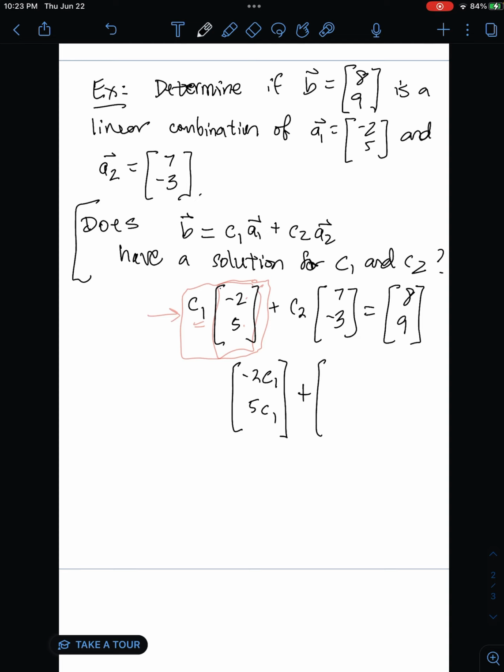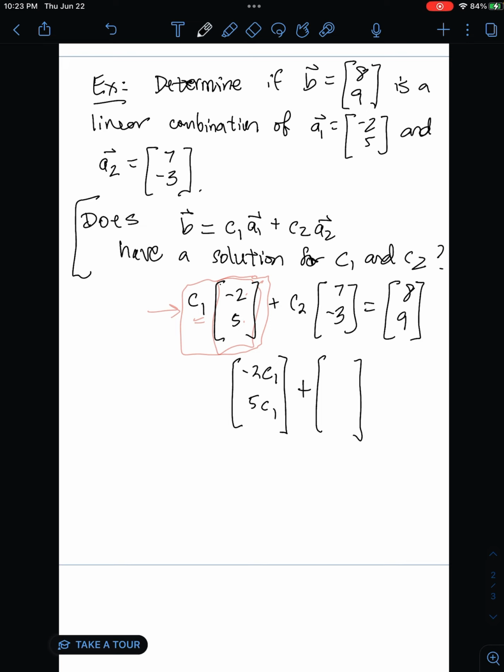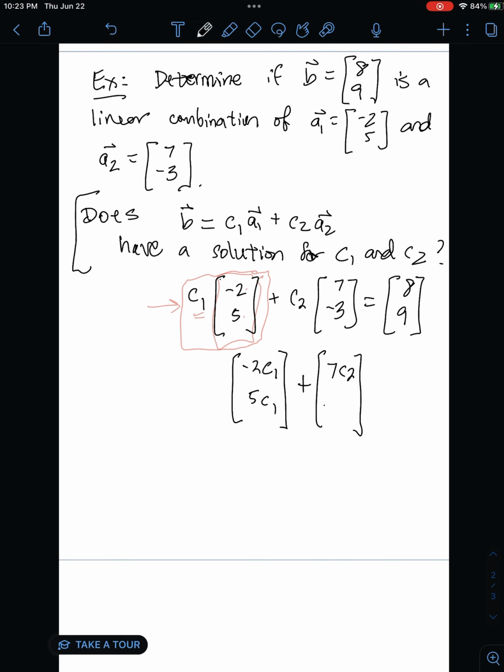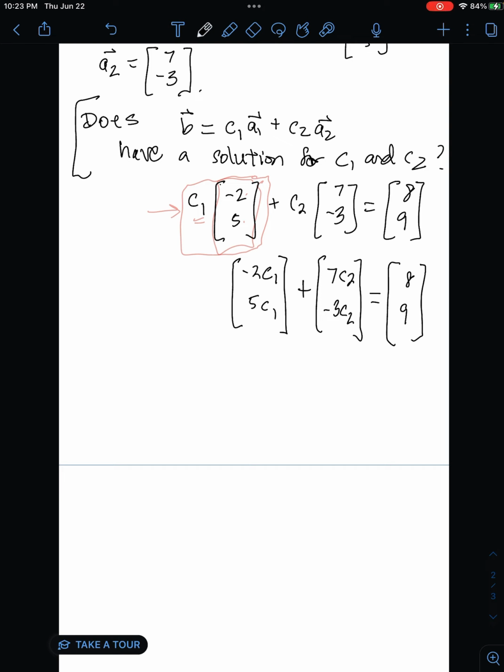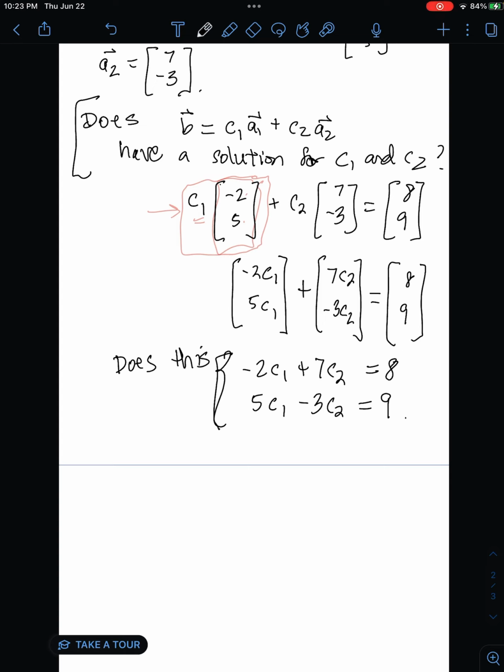And then what's the second thing going to be? 7C2 and negative 3C2, right? Equals 8, 9. And now when you add vectors, you add each component. So then what equations do you get? The first component needs to add up to 8. So this is negative 2C1 plus 7C2 equals 8. And 5C1 minus 3C2 equals 9. And we're trying to see, does this system of equations have a solution? That's what the question's asking, right?